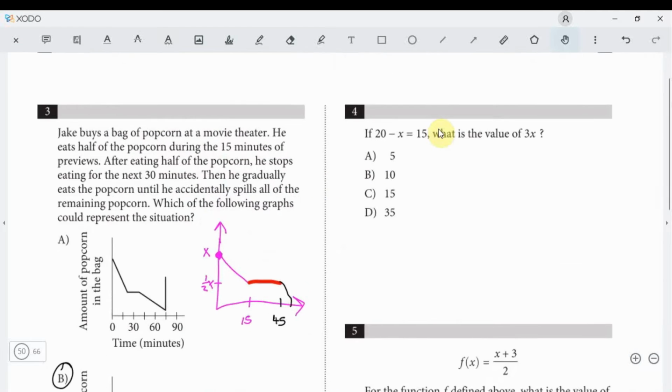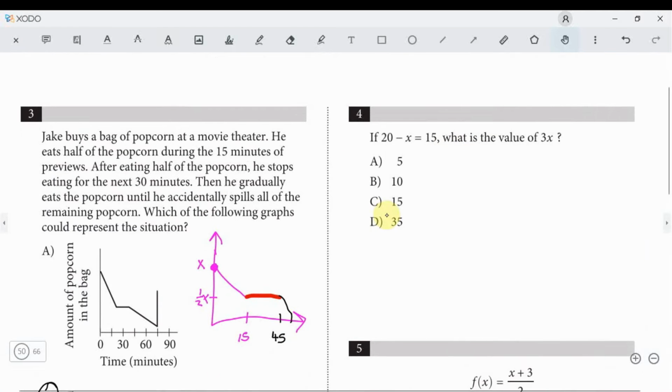Question 4. If 20 minus x is 15, what is the value of 3x? So clearly we know 20 minus 5 is 15. So x is 5. And so 3x is 3 times 5, which is 15. Option C. Not too bad.